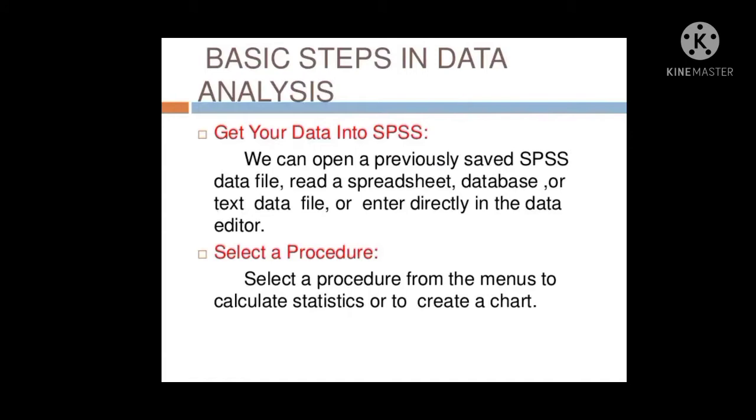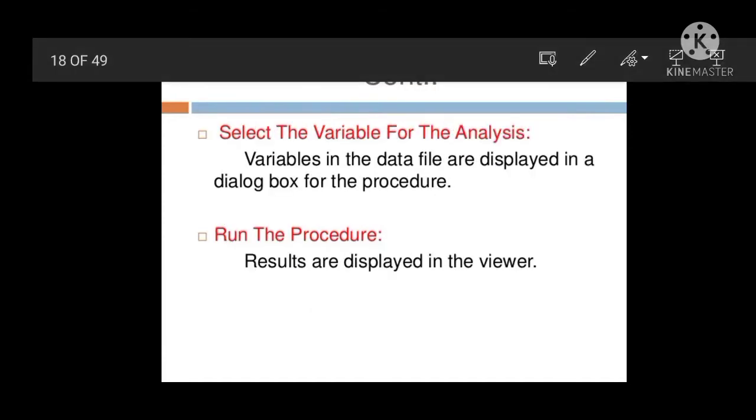Basic steps in data analysis. Get your data into SPSS. We can open a previously saved SPSS data file, read a spreadsheet, database, or text data file, or enter data directly in the data editor. Select a procedure from the menus to calculate statistics or to create a chart. Select the variables for the analysis. Variables in the data file are displayed in a dialog box for the procedure. Run the procedure. Results are displayed in the viewer.